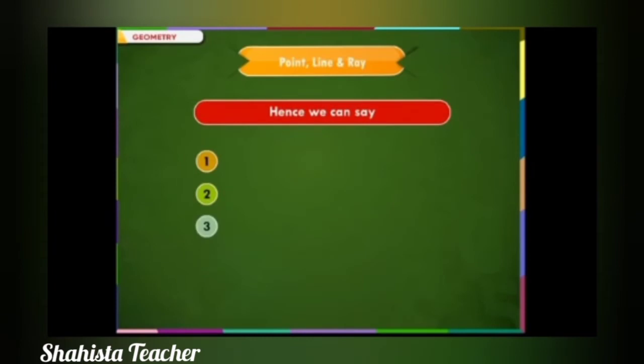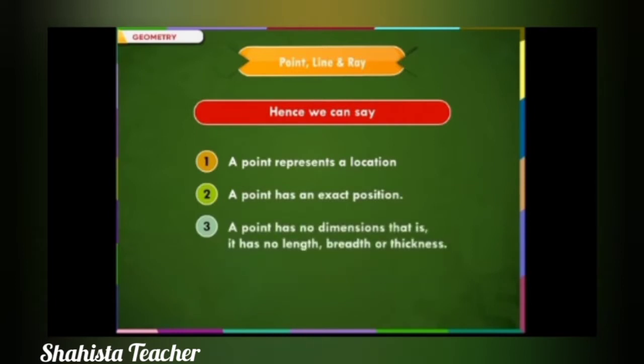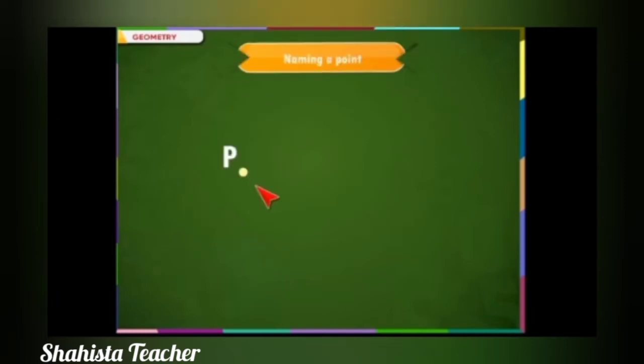Hence, we can say that a point represents a location, a point has an exact position, a point has no dimension, that is, it has no length, breadth or thickness. Now students, let us see how to name a point. Points are usually named by using single capital letters. In this figure, the points P, Q and R are shown. These are read as point P, point Q and point R.